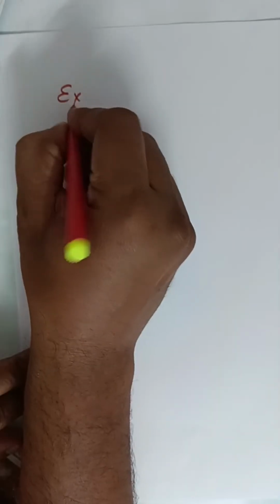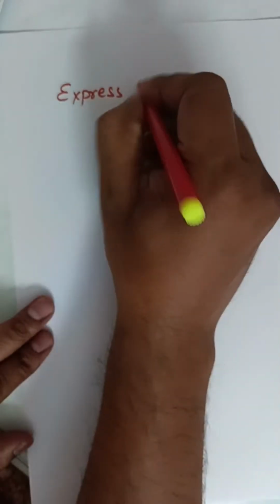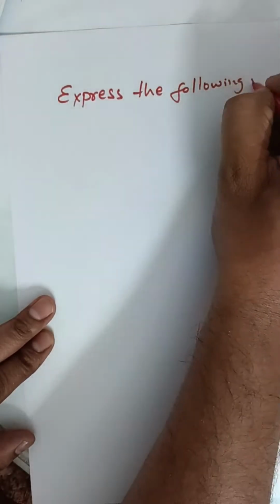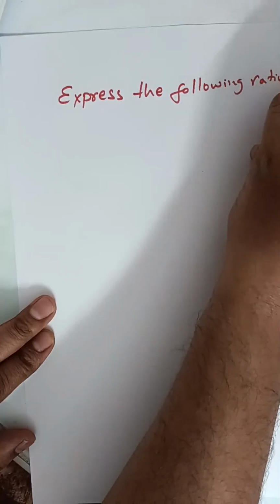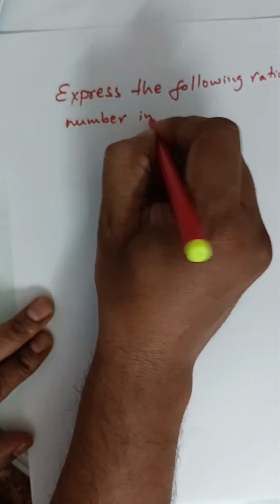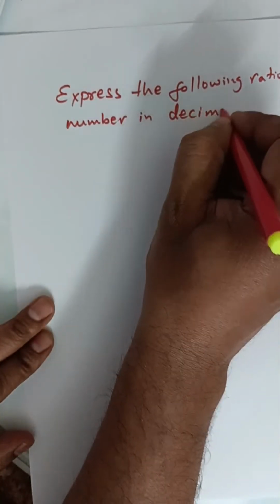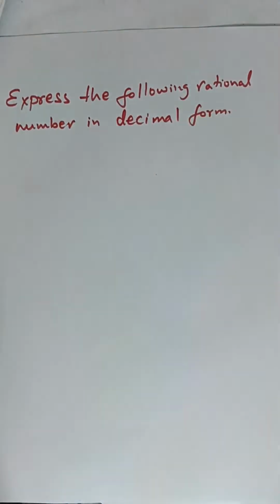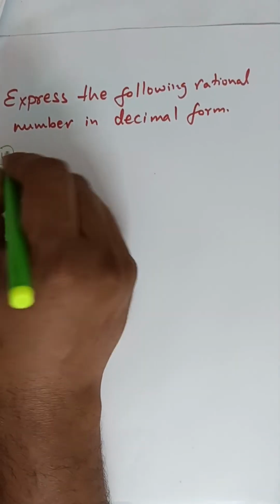Hello viewers, let's start. The question is, express the following rational numbers in decimal form. Okay, express the following rational number in decimal form. A few examples we can choose.